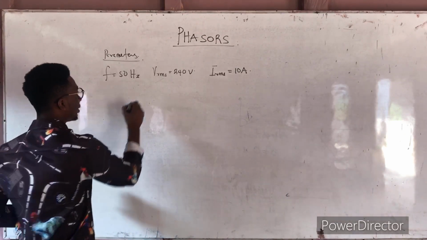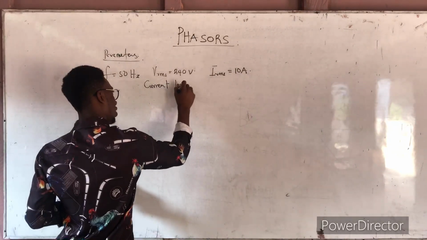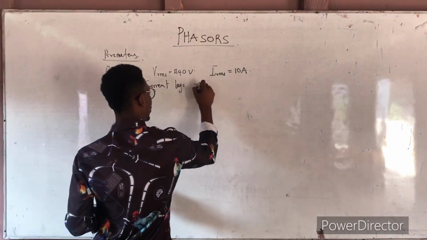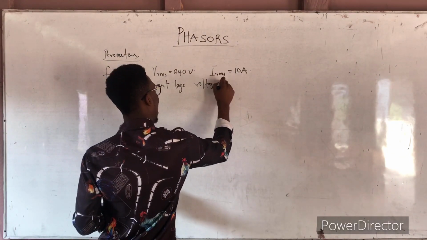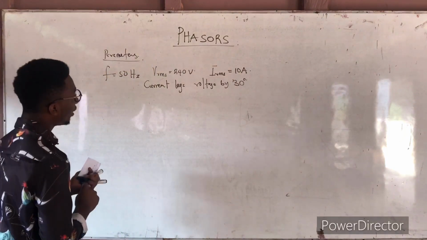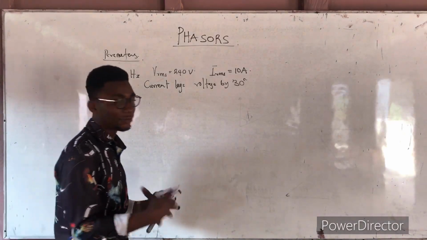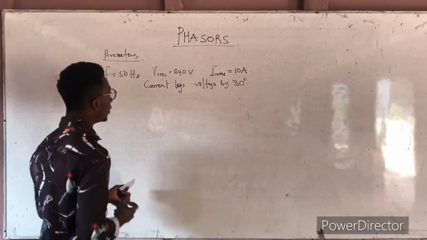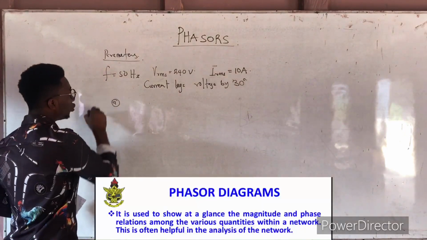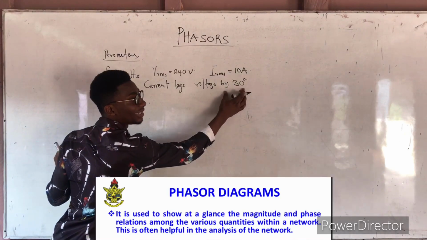And also, the question said current was lagging voltage by 30 degrees. Okay. Now the first question asks how we draw a phase diagram for this particular problem. So now, A, to draw the phase diagram, the question says that the current lags voltage by 30 degrees.